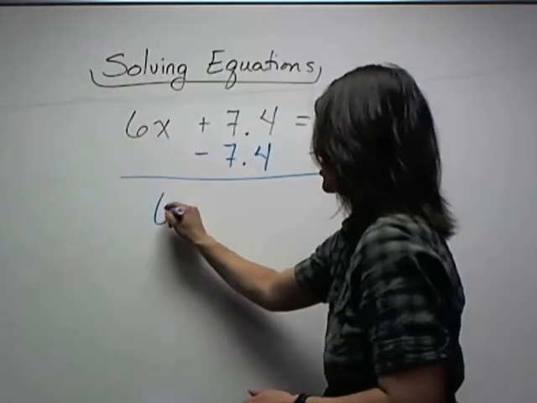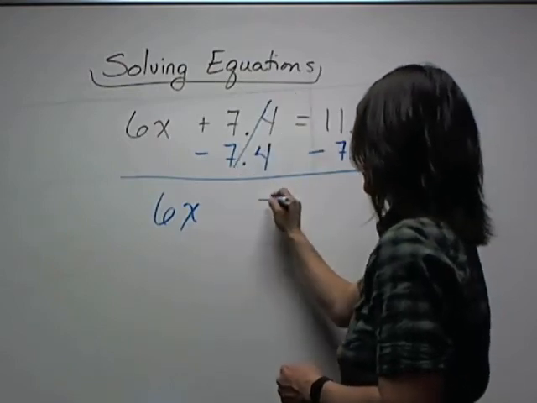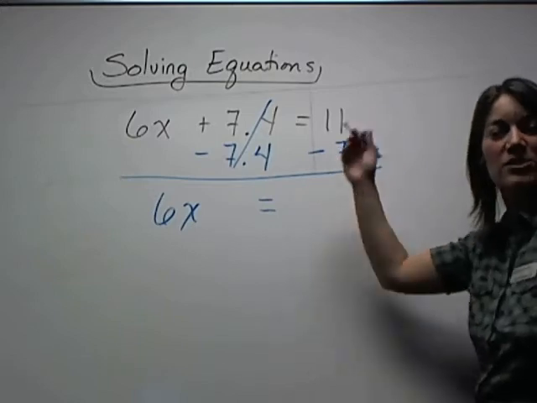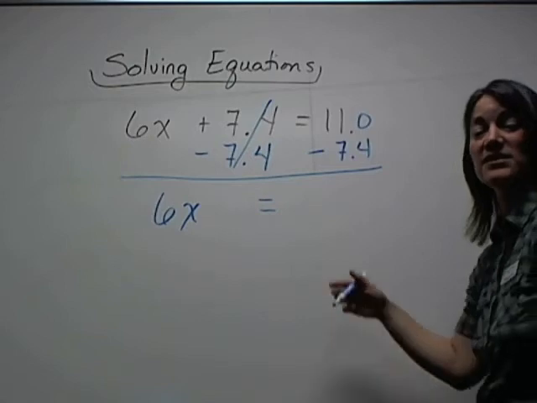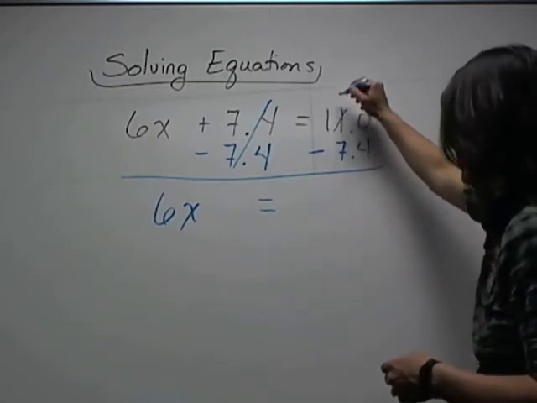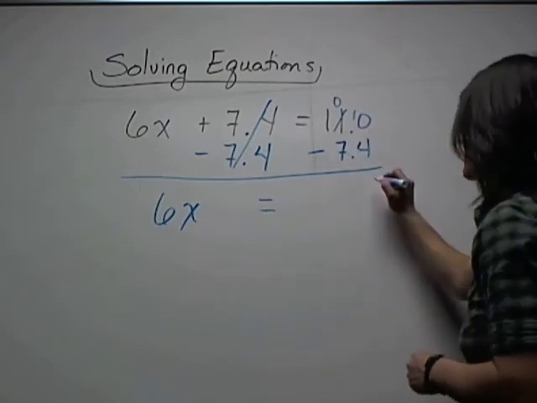The 6x comes along for the ride. The 7.4s cancel out. Now once again, I cannot take 4 away from a blank space. There's a 0 up there. I can't take 4 away from nothing. This is 0, take away 4. I can't do that, so I'm going to have to borrow so that I now have a 10 that I can take 4 away from.